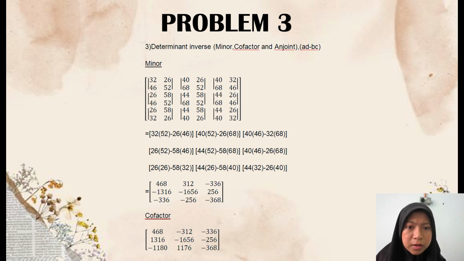Third step is how to find the inverse, which means MCA: minor, cofactor and adjoint. Minor is the same step like the second step, which means close the row and column and we'll get this matrix. After that, use AD minus BC to calculate this matrix like this. After we get the answer, use cofactor. Cofactor means plus, minus, plus, minus, plus, minus, plus, minus, plus, like that.